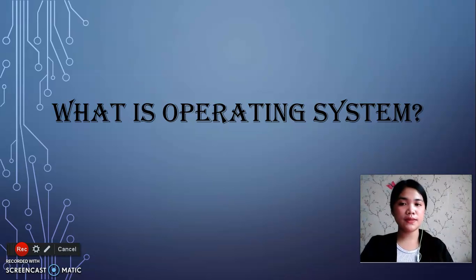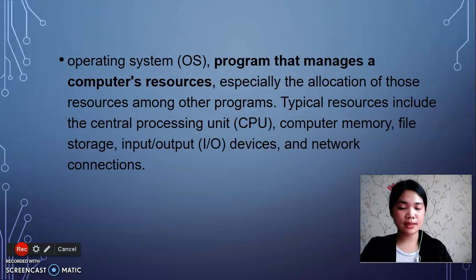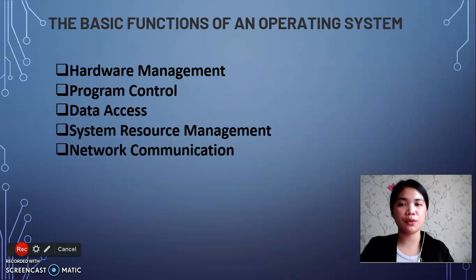And today I will discuss what is an operating system. An operating system is a program that manages a computer's resources, especially the allocation of those resources among other programs. Typical resources include the central processing unit, computer memory, file storage, input-output devices, and network connections. An operating system is system software that manages computer hardware and software resources, and provides common services for computer programs.